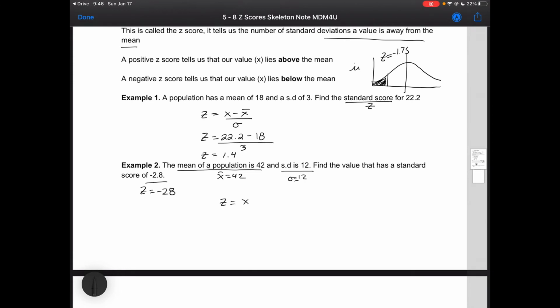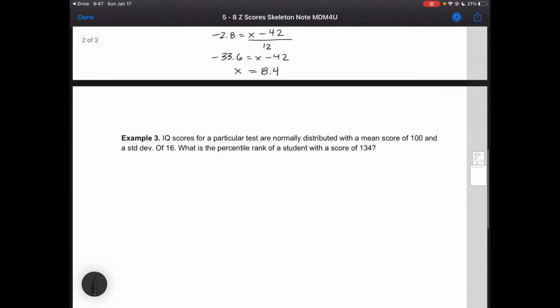So again, setting up our equation for the Z score, and then we're going to substitute in what we know. So minus 2.8 equals x, we don't know that, 42 is the mean, and 12 is our standard deviation. Multiplying both sides by 12, and then adding 42 gives us an x value of 8.4. So that tells us that 8.4 is the value that has a standard score of minus 2.8, or the value that is minus 2.8 standard deviations below the mean.